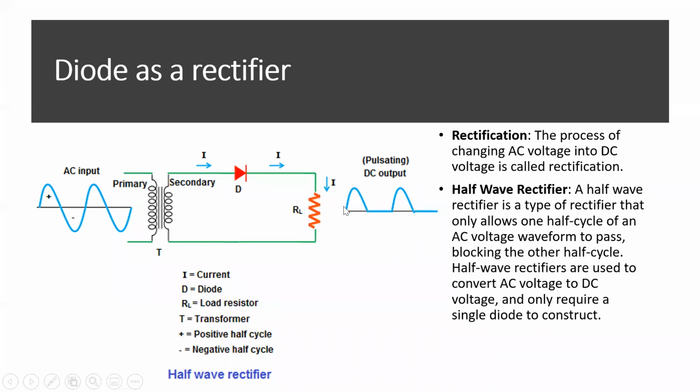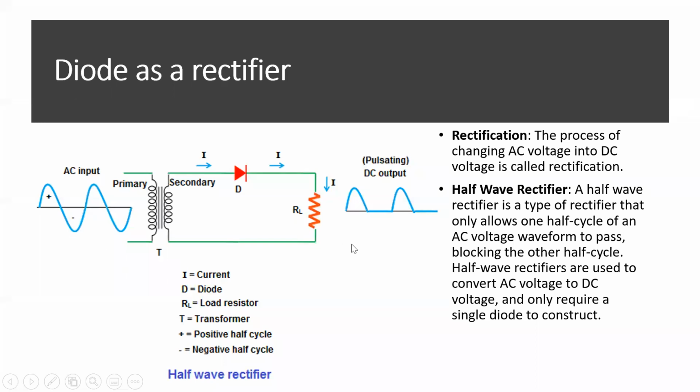So only during the positive half cycles, the current will flow. During the negative half cycles, the current will not flow. So that is the condition for a half wave rectifier. A half wave rectifier is a type of rectifier that only allows one half cycle of an AC voltage to pass, blocking the other half cycle. Half wave rectifiers are used to convert AC to DC voltage and only require one single diode. So this is a half wave rectifier.